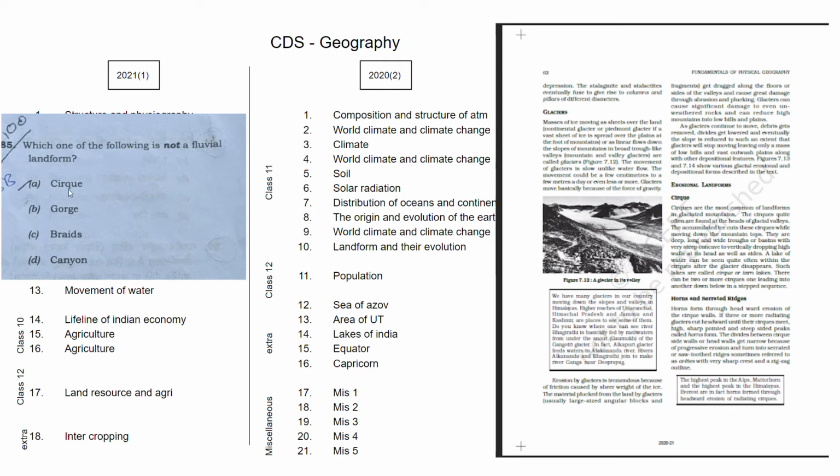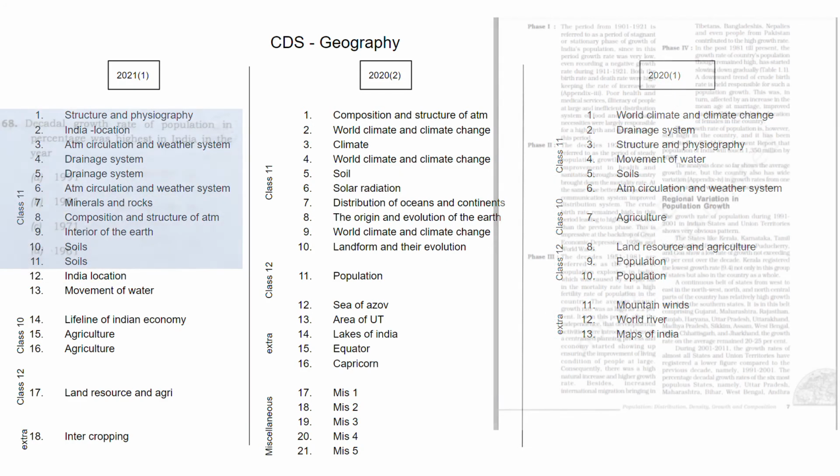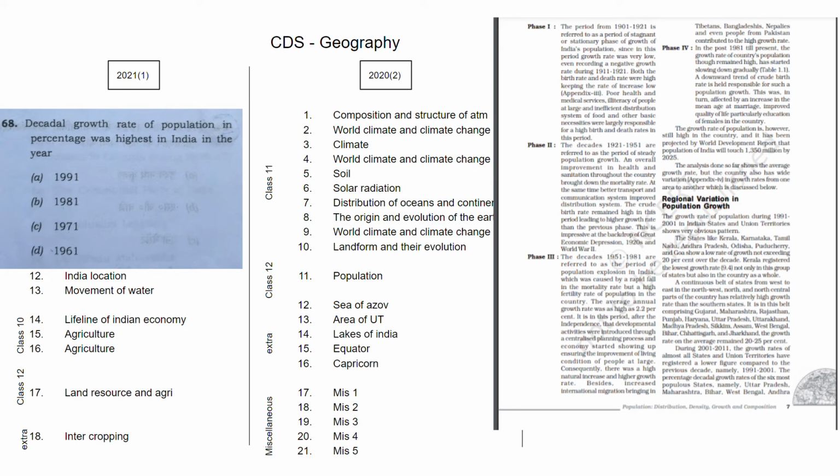So moving to the next question, which is from class 12 population. The question is, the decadal growth rate of population in percentage was highest in India in the year. This is a screenshot from population, class 12th. Here are the periods and the growth rate is also mentioned. All you need to do is decipher. For example, the average annual growth rate was as high as 2.2% in 1951 to 1981. So you will find the mention of the growth rate in this chapter.